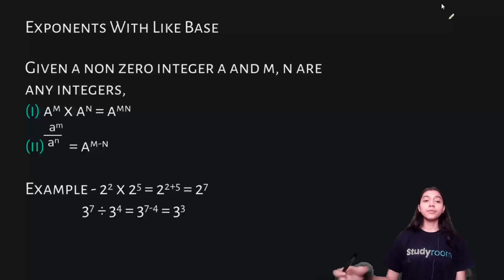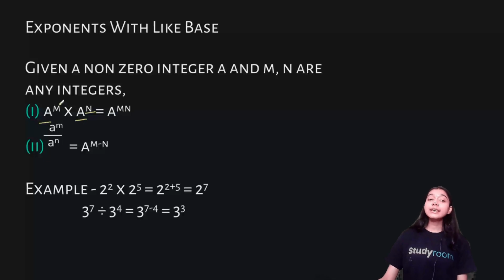Let us see over here. We have a non-zero integer, that is a. So we have a non-zero integer a and it is raised to the power of m, where m is also any integer. And then again we have another exponent that is having base as a. It is a non-zero integer and its power is n, which is again any integer. So we can say that these two, that is a to the power m and a to the power of n, are exponents with like bases.